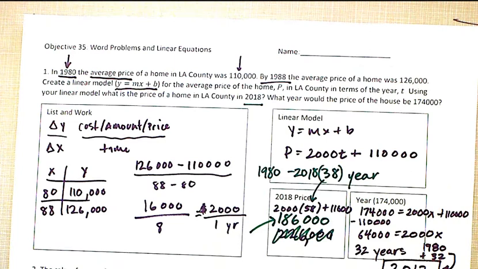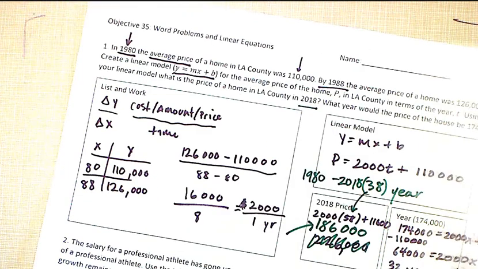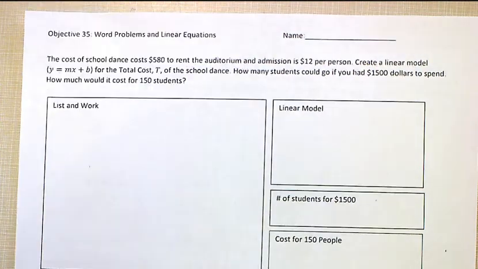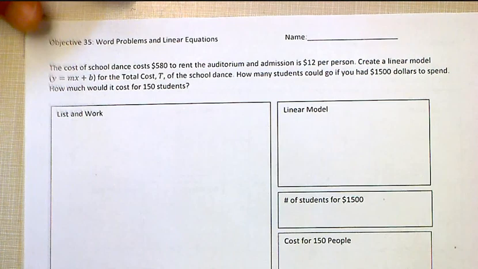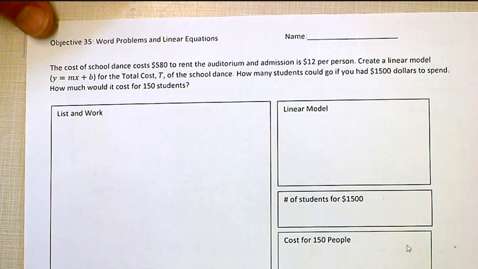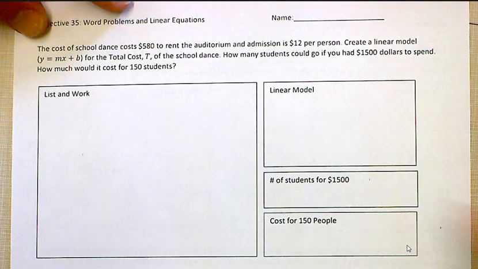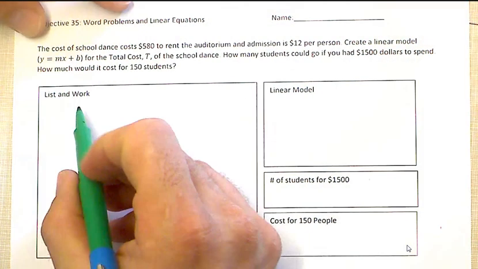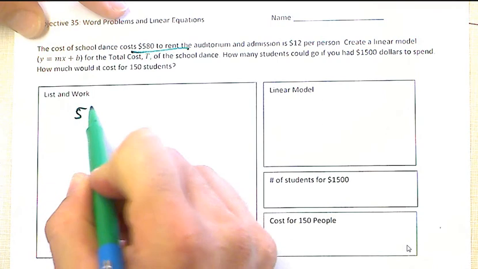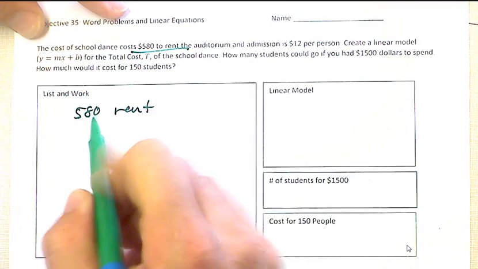Question number 3. This was your typical school dance banquet question. I like to make a list of things: $580 to rent, $12 per person.